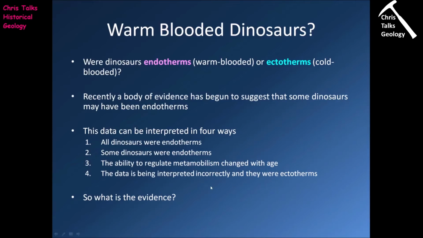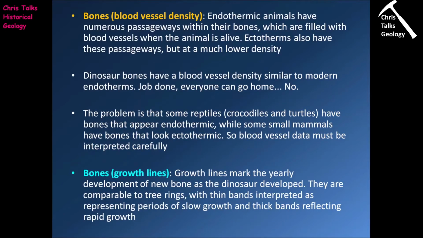Or the fourth possible option is that the data that we have is being misinterpreted, and so the conclusions we're drawing are incorrect, and in fact all dinosaurs were ectotherms. So what's the evidence that we have that's suggesting to us that dinosaurs may actually have been endothermic? So the first two pieces of evidence are to do with the dinosaur's bone. So the first part is the blood vessel density.